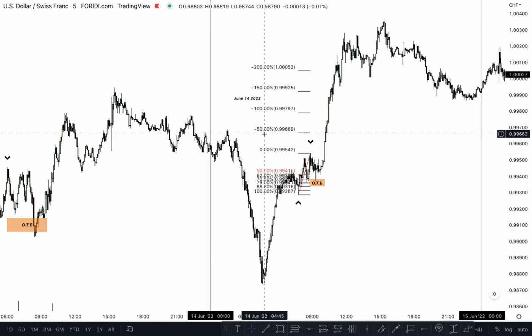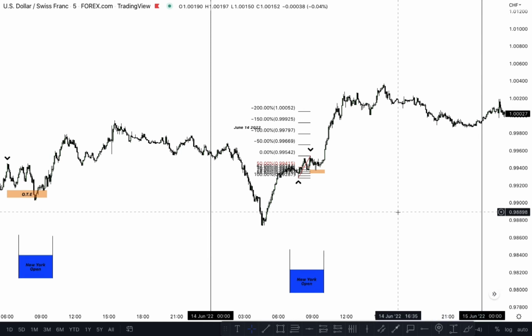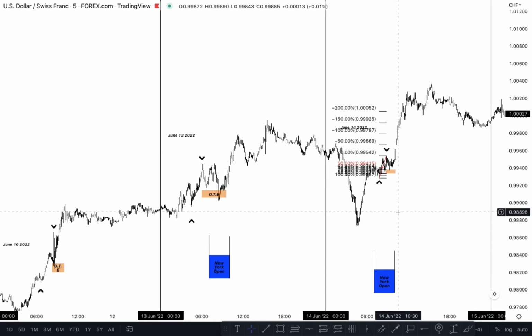So this is essentially what happens during the New York Open session when bullish, and I showed you what happens with Australian dollar when the market is bearish during the New York Open session. And then let's move on.